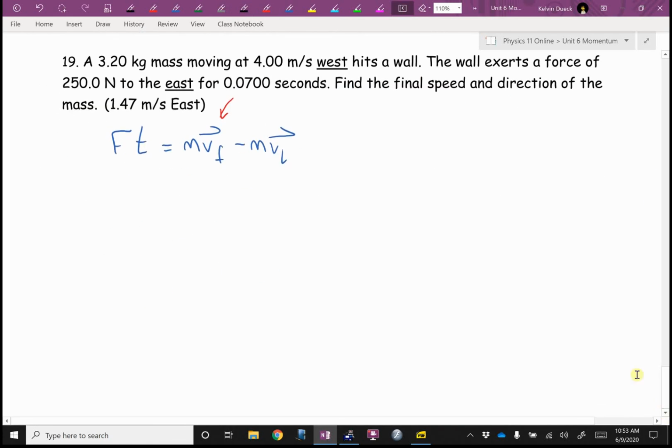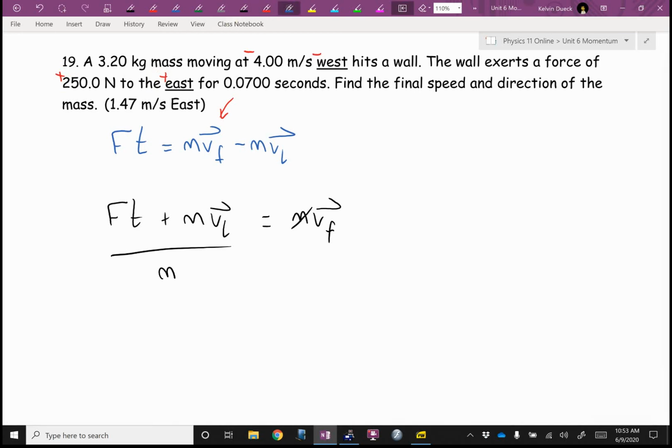First thing I'll do is I'll add the negative mv initial over to this side. I'll get force times time plus mv initial equals mv final. And then I guess I'll divide by m. Now I have to be really careful. I see west, I see east. I'm going to let east be positive, and west be negative. So I'm going to get this: V final equals force times time, and force is a vector, plus mv initial, and that's a vector, divided by m.